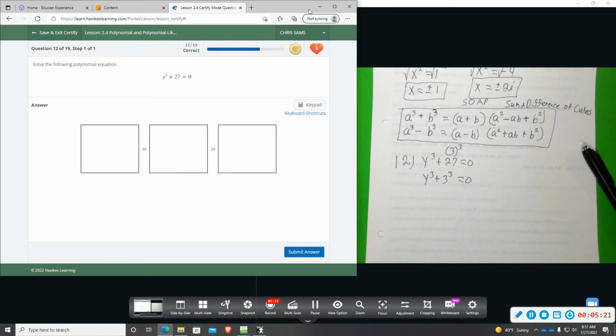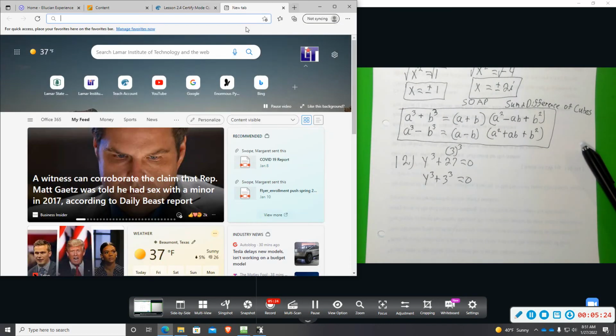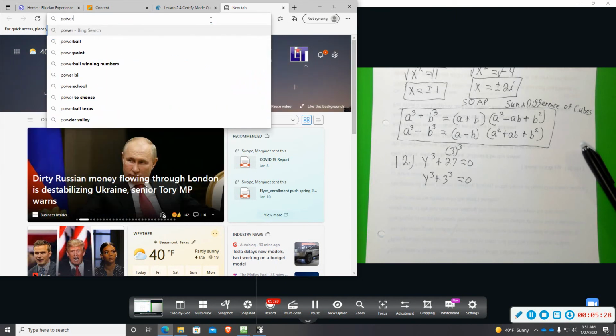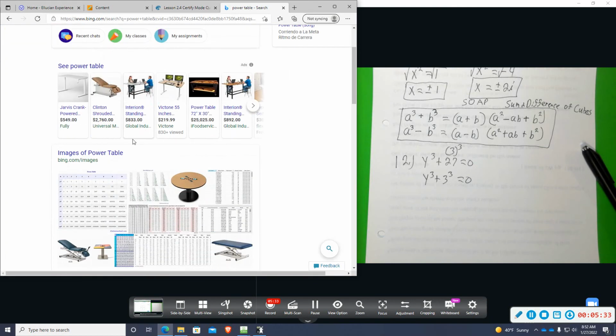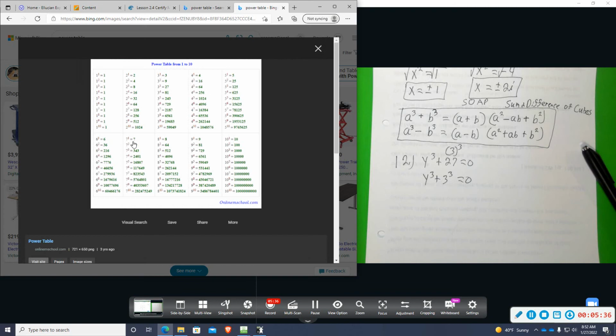So let me show you real quick if I can pull up and just search for power table. Power table. Kind of like a timetable, kind of like a multiplication chart. This is the one that I like. It just shows you different powers, 2, 3. So you can see all the cubes here. 1 cubed is 1, 2 cubed is 8, 3 cubed 27, 64, 125, 216, 343. So if you see any of those cube numbers, you'll know you can apply this formula.